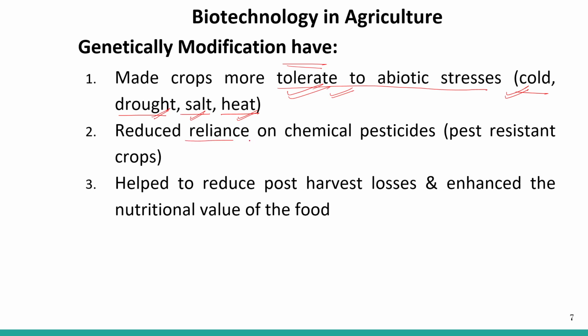They also reduce reliance on chemical pesticides. Pest-resistant crops have been introduced, so there is no need to use chemical pesticides, as they can harm in other ways. Pest-resistant crop varieties are better to use in comparison to the chemical pesticides used earlier for conventional crops. So it is better to use GM crops that have pest resistance. They also help to reduce post-harvest losses and enhance the nutritional value of food. There are many GM crops that have increased the nutritional value of food.